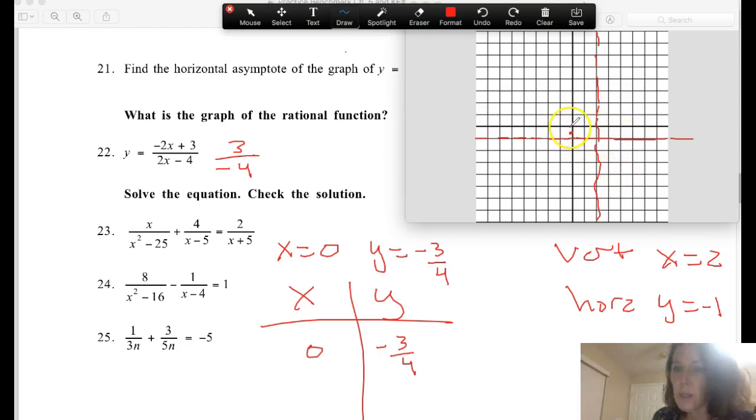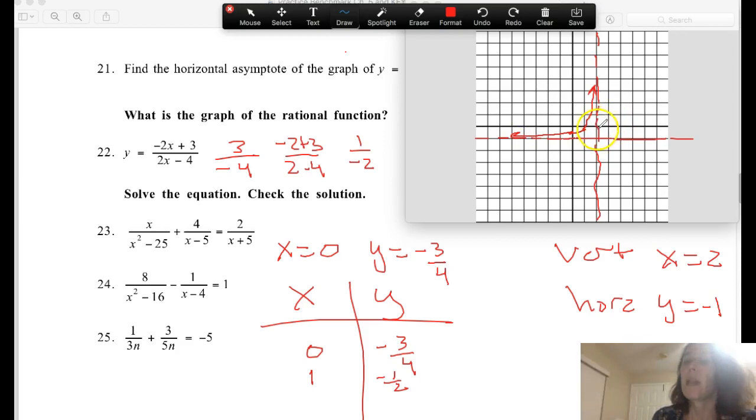We'll plot some points. What happens when x is 1? Let's plug in 1. I'm going to get -2 plus 3 on the top, and 2 minus 4 on the bottom. If I simplify this, I get 1 over -2. So when I plug in 1, I get -1/2. Let's plot all these points. I can see it's going to start to hug this way and this way, right? I can go ahead and sketch that.